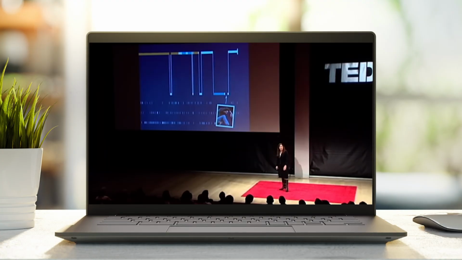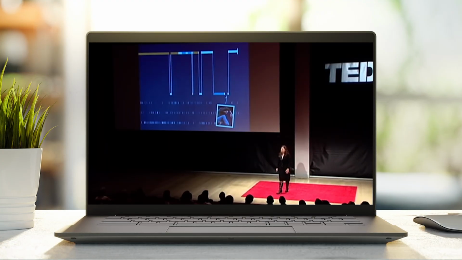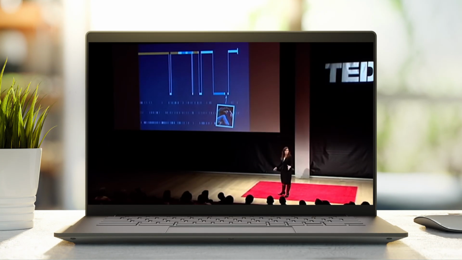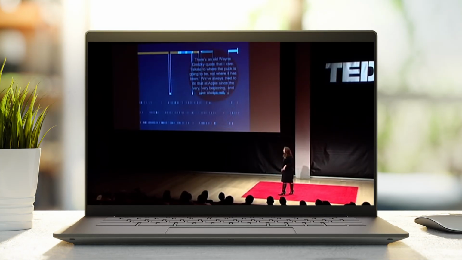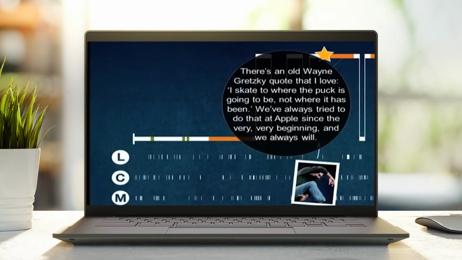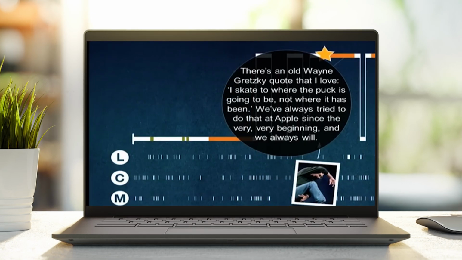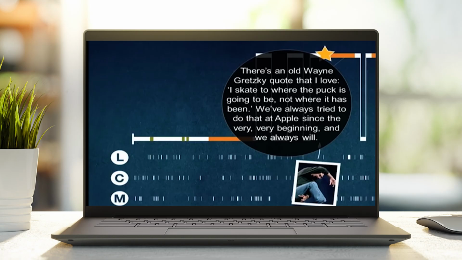So the top right, he ends with the new bliss. He leaves them with a promise that Apple will continue to build revolutionary new products. And he says, there's an old Wayne Gretzky quote that I love. I skate to where the puck is going to be, not to where it's been. We've always tried to do that at Apple from the very, very beginning, and we always will. So he ends with the new bliss.